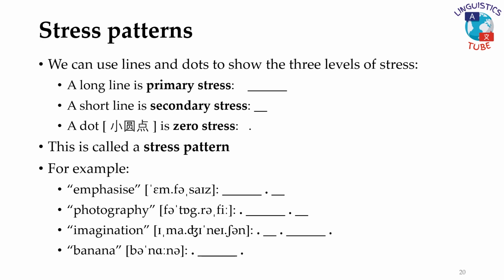The second syllable has the reduced vowel so it has zero stress. The third syllable has the full vowel I, so it must be stressed. Because it is less stressed than the first syllable, it has secondary stress. Therefore, the stress pattern is a long line, a dot, and a short line. Please pause the video now to examine the other three stress patterns.